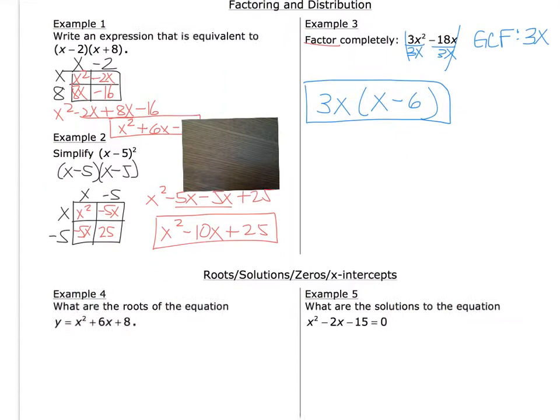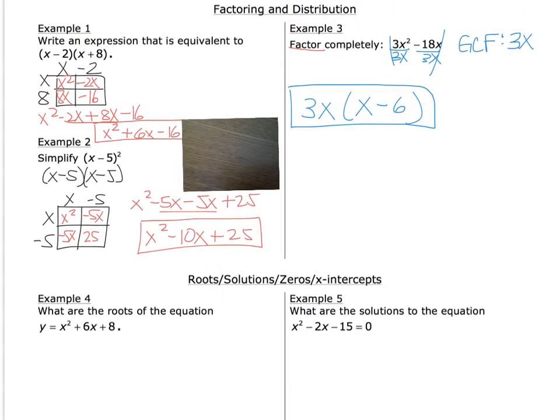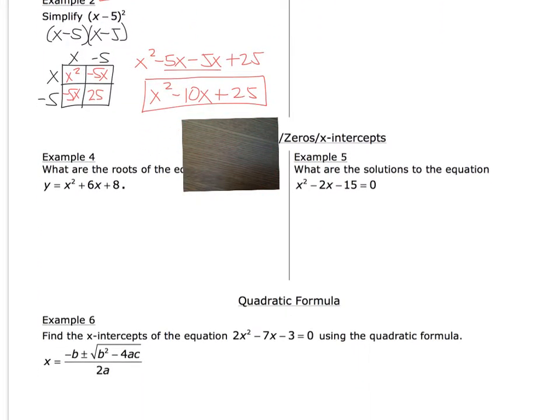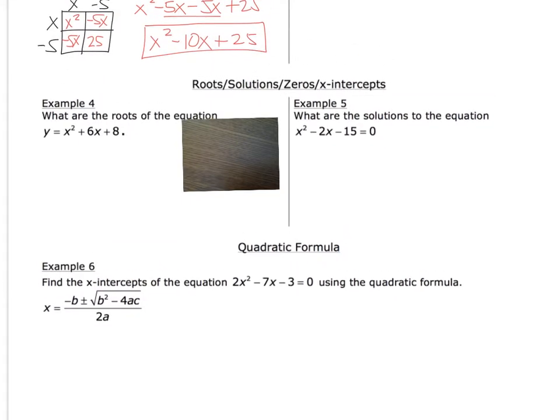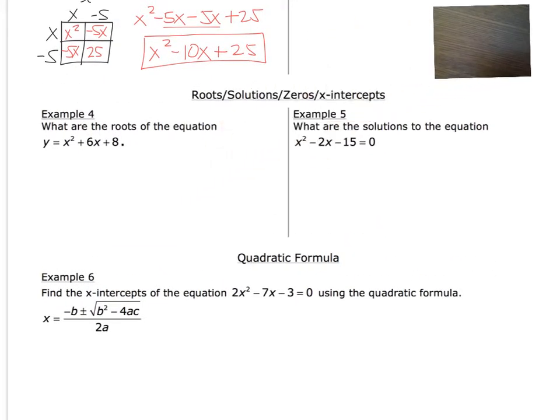All right, the next part I want to talk about is examples 4 and 5. Examples 4 and 5 are asking about roots, solutions, zeros, x-intercepts. If you guys will recall, remember that's talking about any time our graph is touching the x-axis, right? We're talking about those points right there.